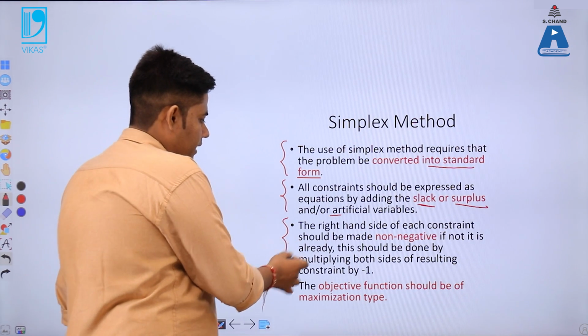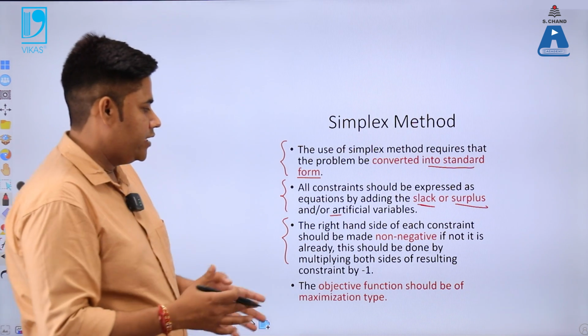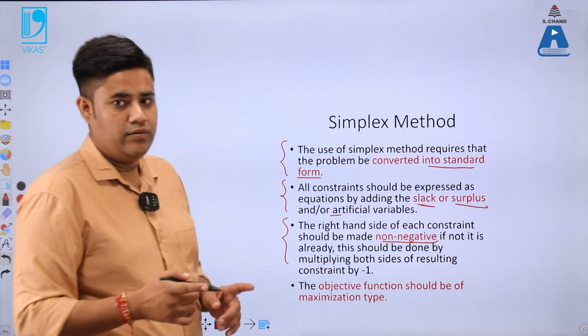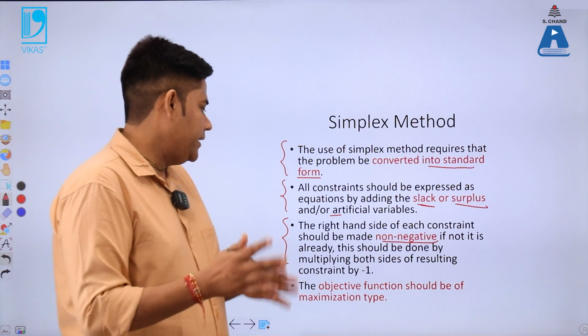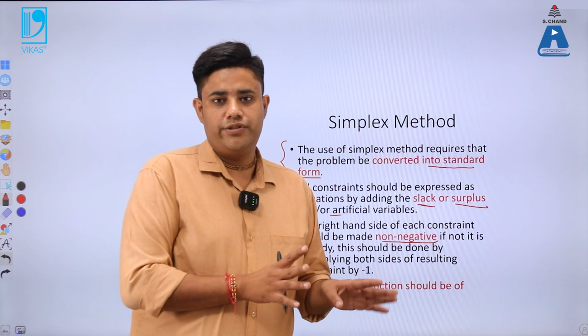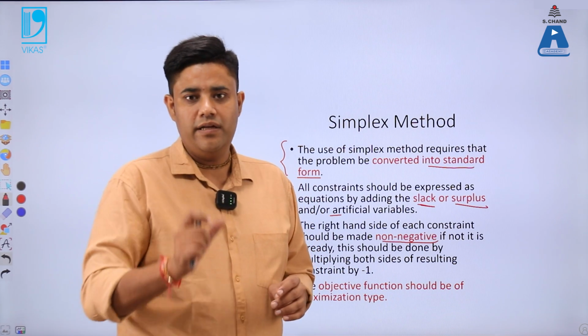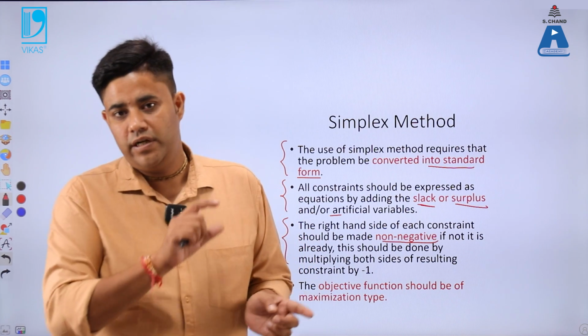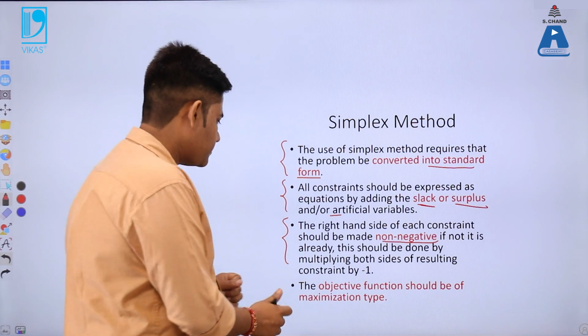Then there is a rule that the right hand side of each constraint equation must be non-negative. That means we need to have a positive value on the right hand side. If it is not, that means in the set of questions you are having a negative value, so initially you have to make it positive by multiplying it with -1.